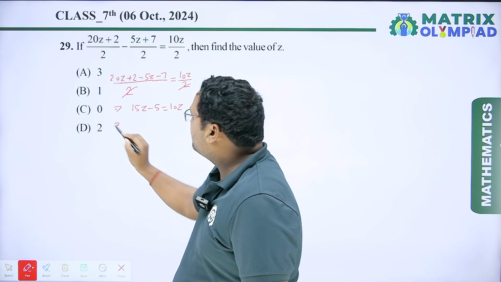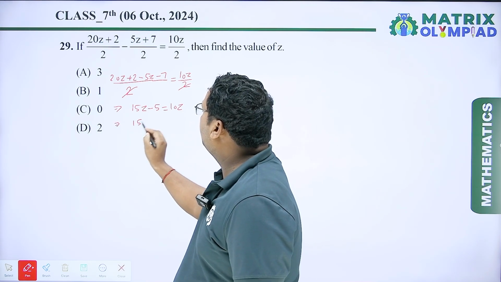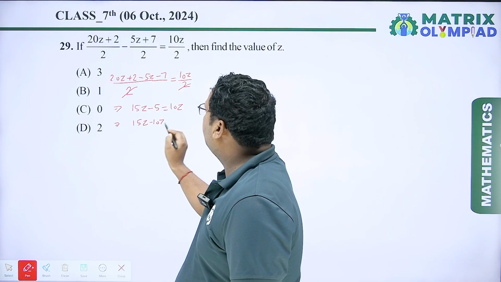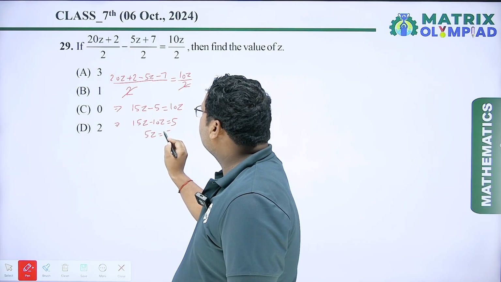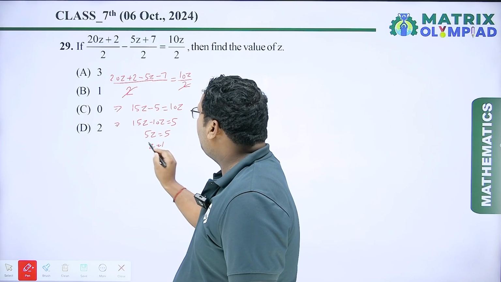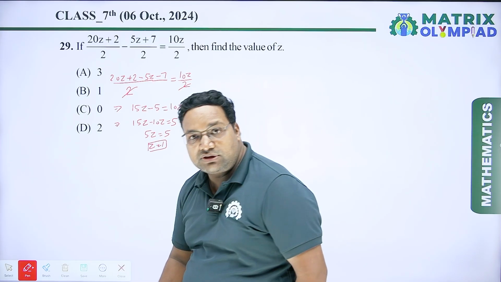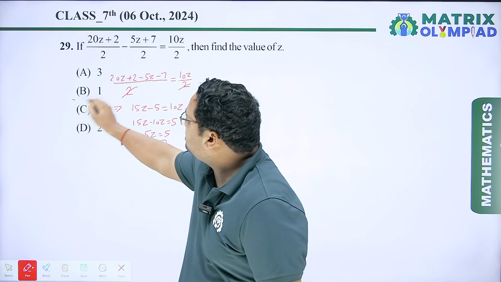Let's solve this equation again. So 15z minus 10z is equal to 5. This is 5z equals 5. So z equals 5 upon 5, so z equals 1. So correct option is B.